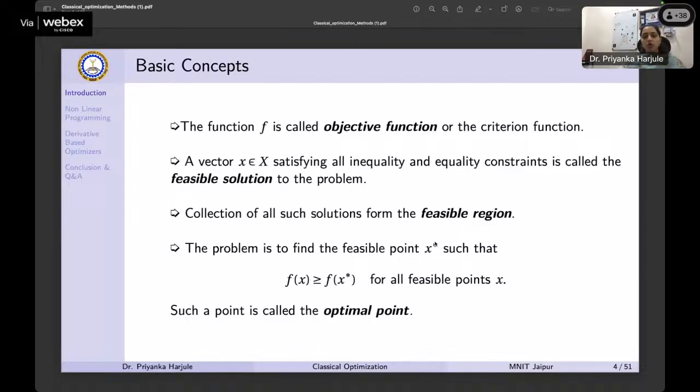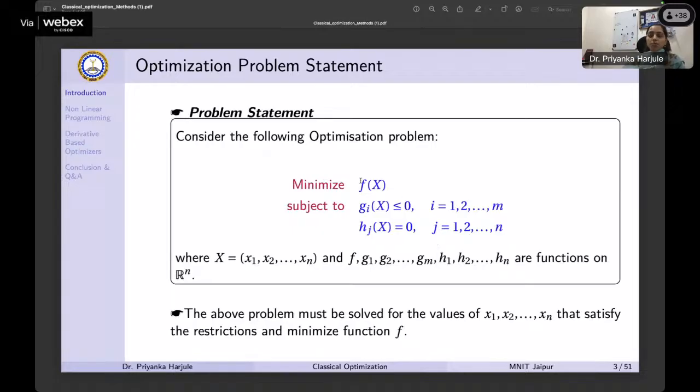Okay, so the optimized point x star is such that the function's value at that point is less than or equal to the function's value at all other feasible points x in the domain of the function. Such a point is called the optimal point, and the function f of x is called the objective function. That is the goal, that you have to minimize this function.